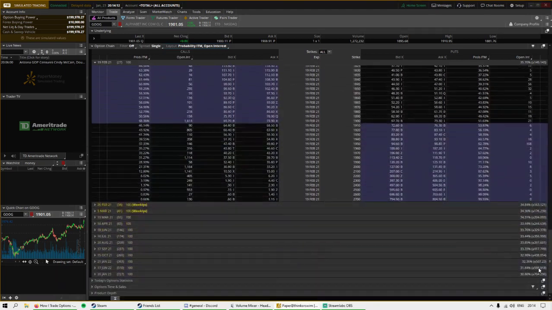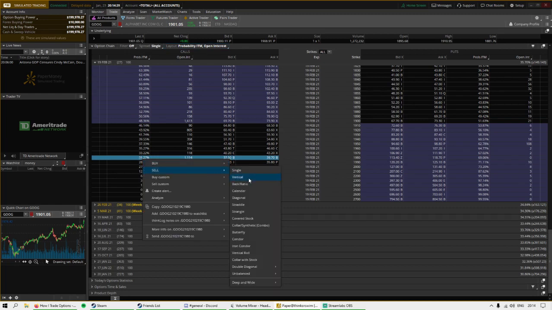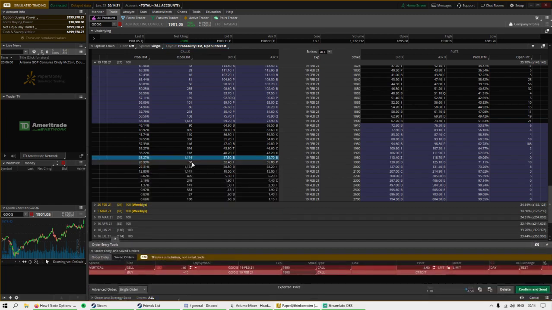And so what I look for is I always look at the 30% or so of probability that by February 19th, this strike price of 1980, the actual price of the stock is going to be higher. And so this is what I do. Right click, I sell a vertical, because over 80% of stock options expire worthless. So we want to sell them.